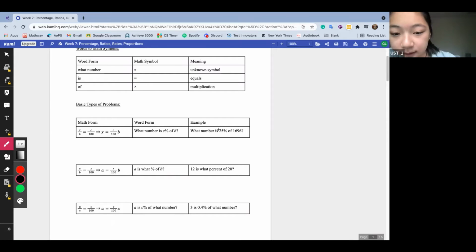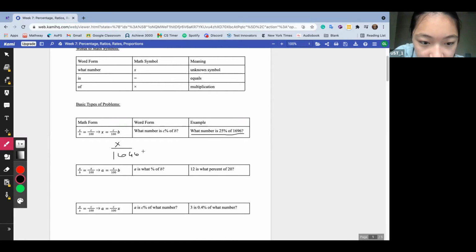I'm going to go over the example. So what number is 25% of 1,696? So this question is in this form. So this form can be written into this math form. So what we can see here is in this situation, C is equal to 25 and B is equal to 1,696. So you can write it into this form: X over 1,696 is equal to 25 over 100.